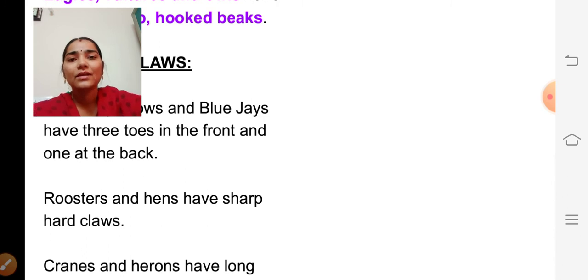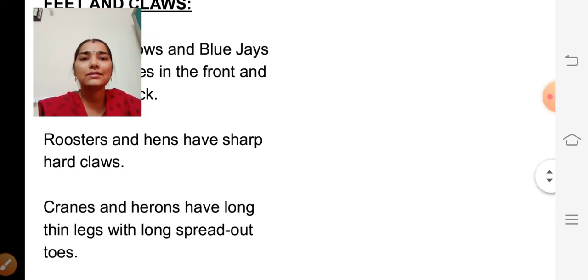Okay children. Now cranes. Cranes and herons have long thin legs with long spread out toes.